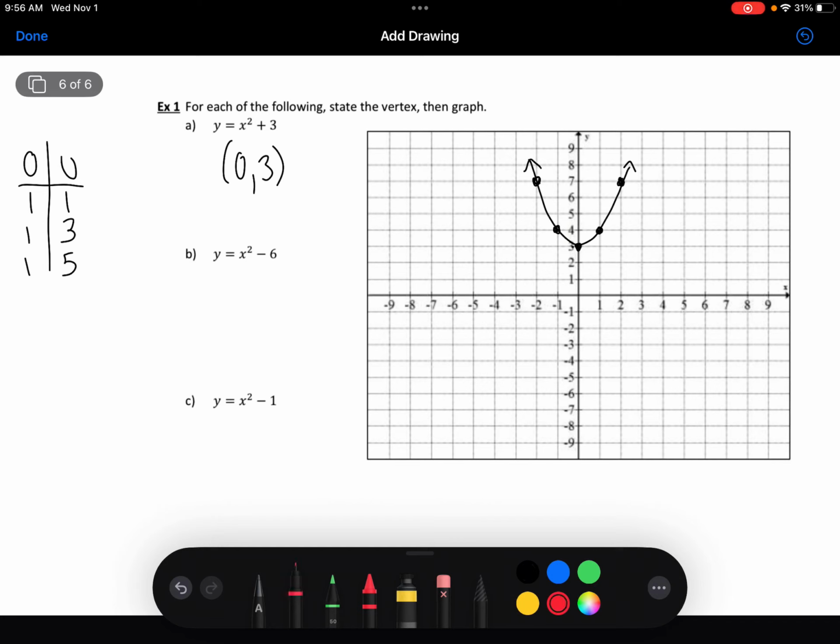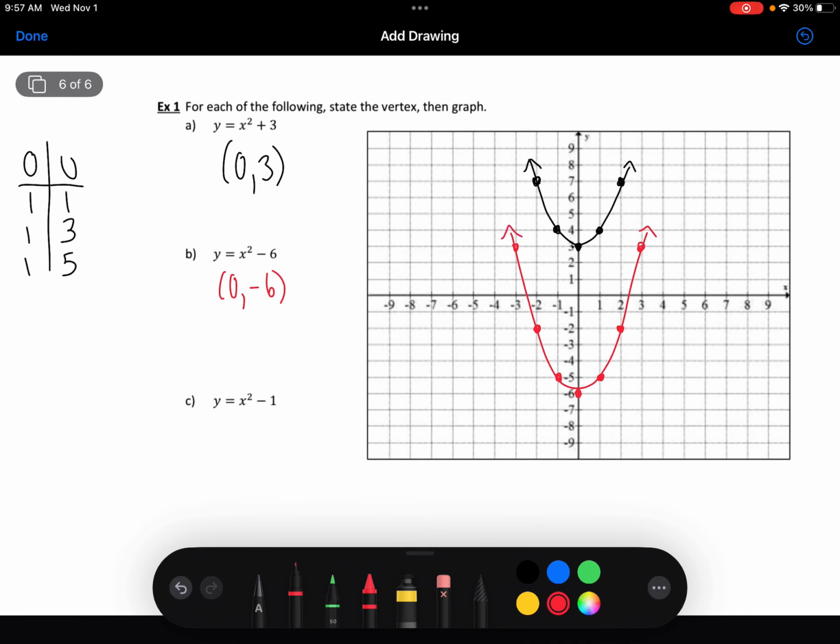Okay, for the next one, we would have 0 and -6. We've moved down 6. So we would do the same thing. Start at -6, go right 1, up 1, right 1, up 3. And then this one, we could go right 1, up 5 if we really wanted to, make the graph nice. And then we're just copying it exactly on the other side. And then we're going to connect our dots.